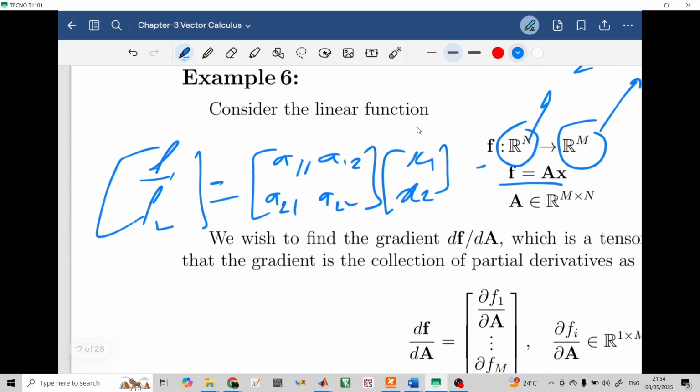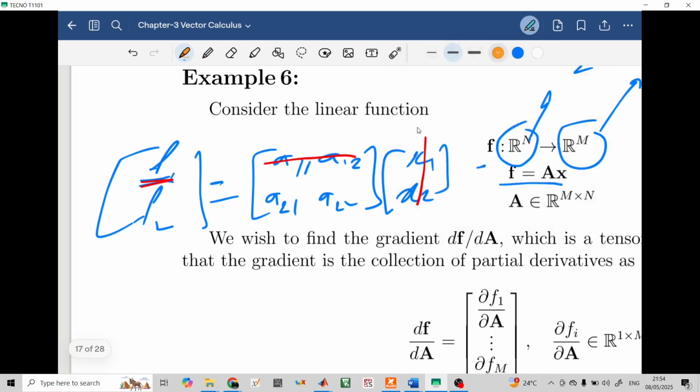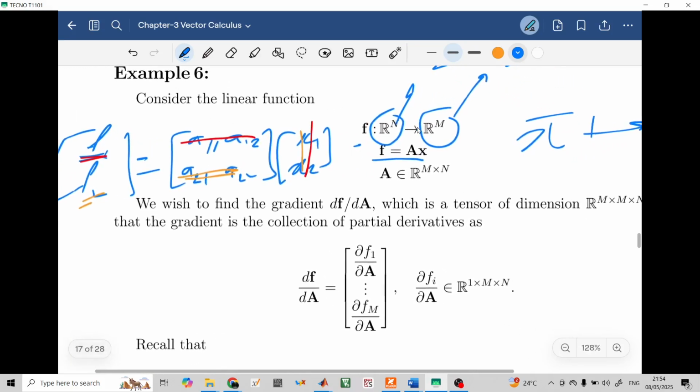So f1, what does it equal? This f1 equals this row multiplied by this column, right? And if we look at f2 here, it equals this row multiplied by this column. So f is a function of the rows of A.